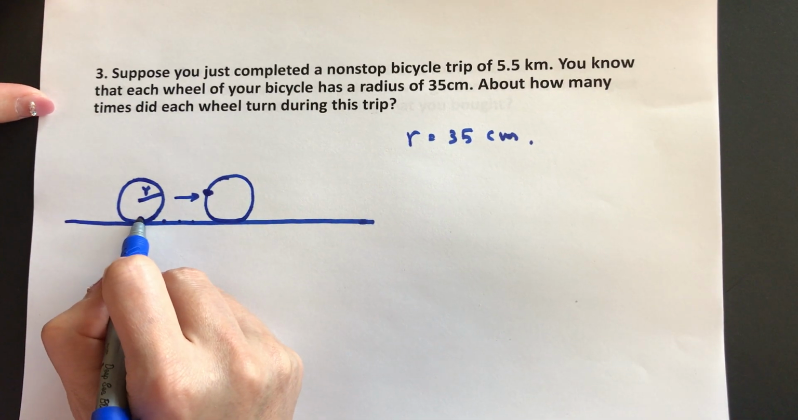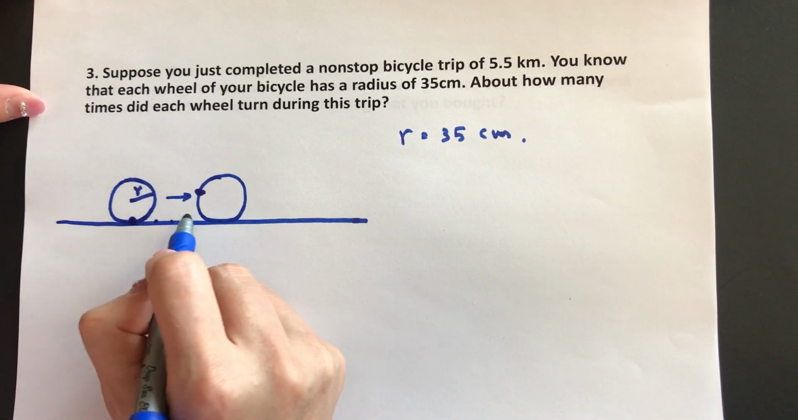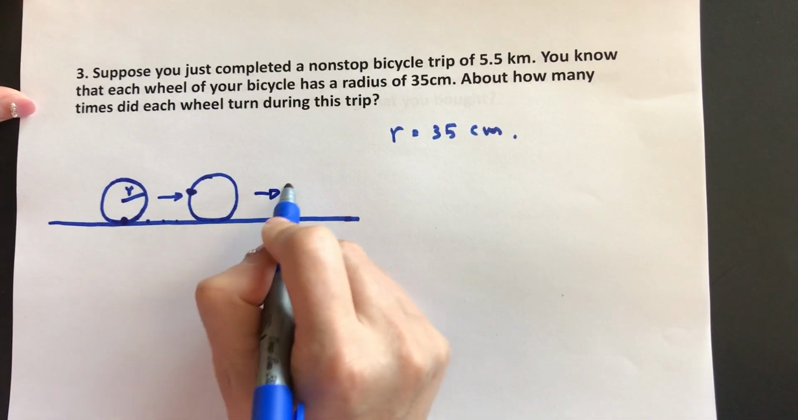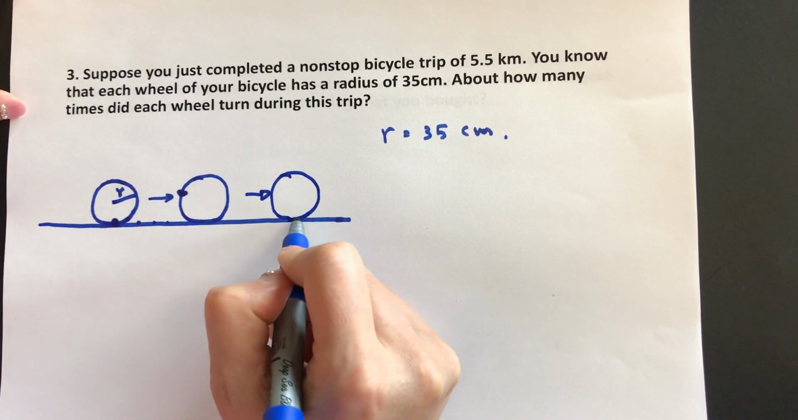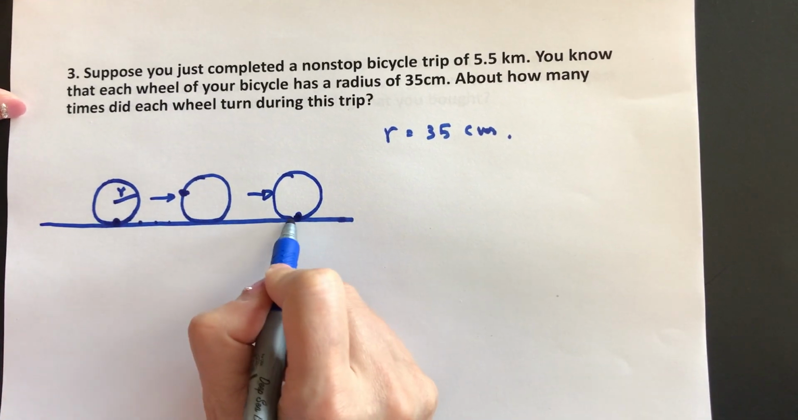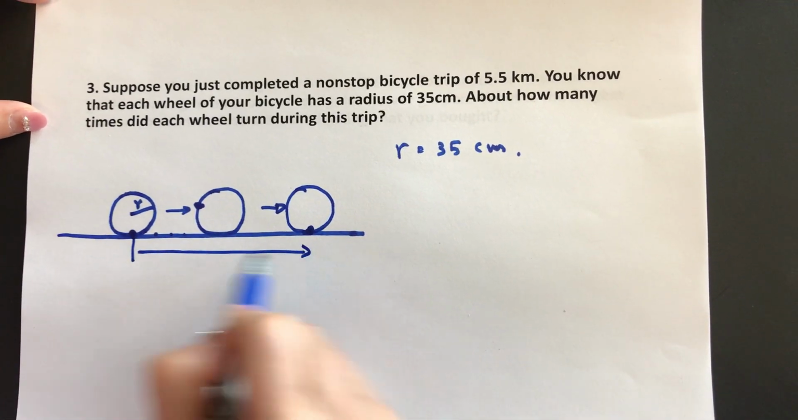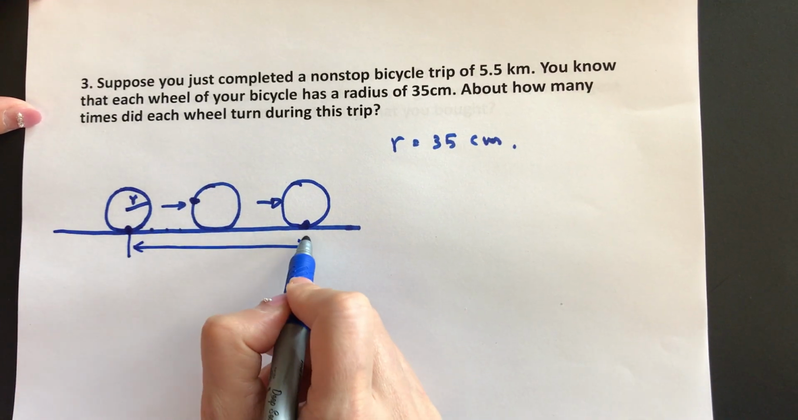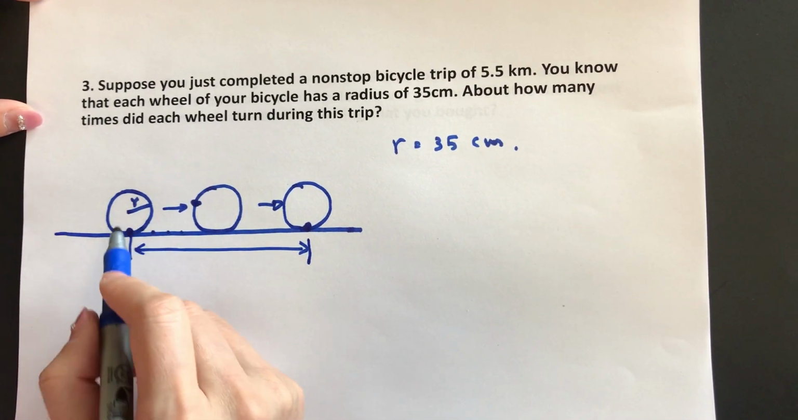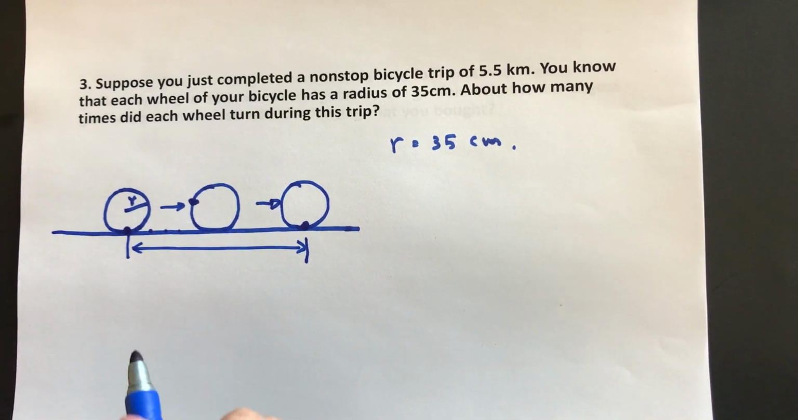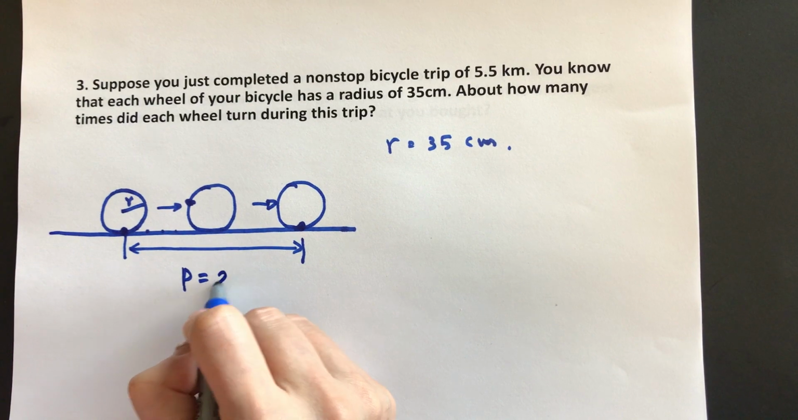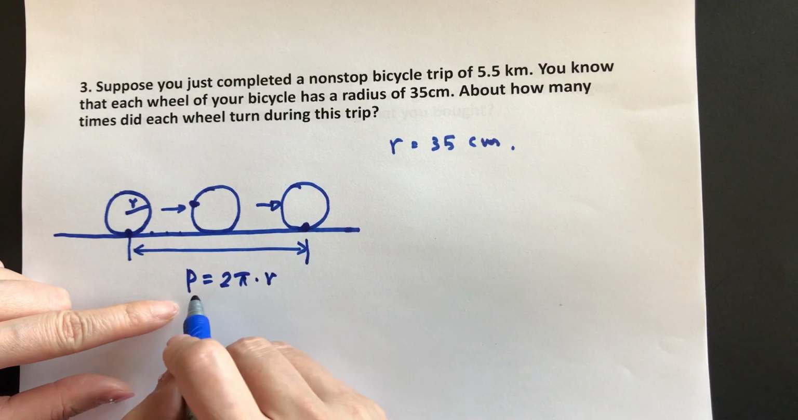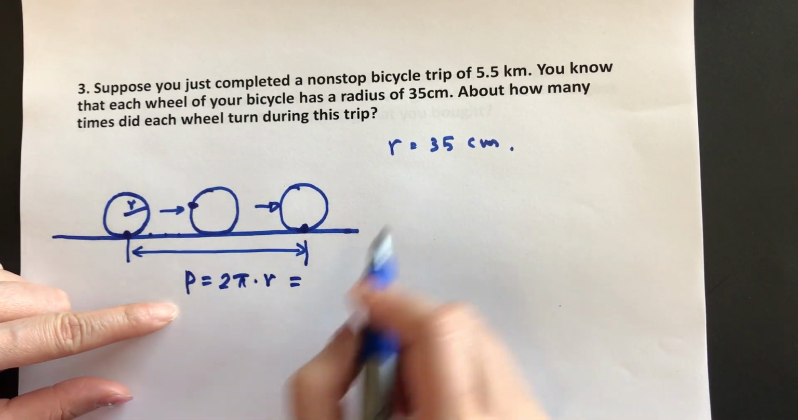So going from this point, and as the wheel goes forward, that point will go up and down until it completes a full circle, that the point comes back onto the ground. And how far is this distance? This distance is for the wheel to go a complete cycle. And we know what the complete cycle for the wheel is. That is the perimeter of the wheel. Perimeter of the wheel is 2 pi multiply the radius. So this one we can calculate using the known information.